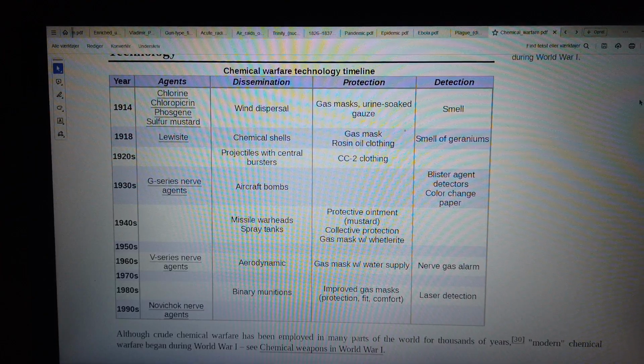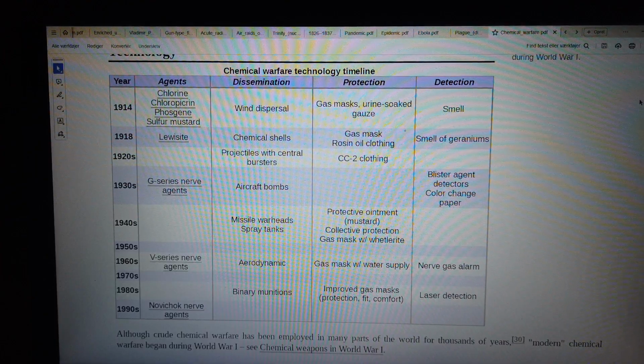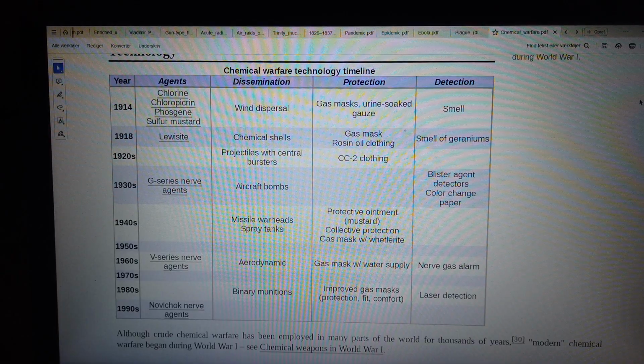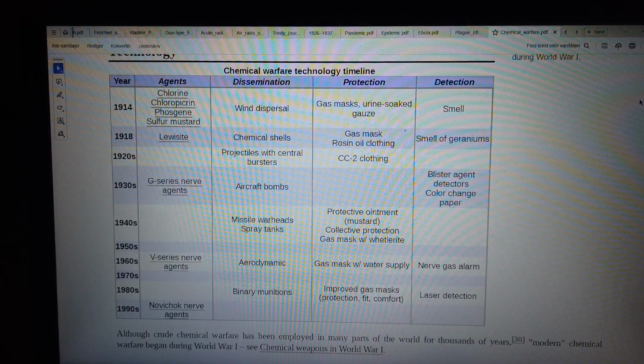Although crude chemical warfare has been employed in many parts of the world for thousands of years, modern chemical warfare began during World War I. See chemical weapons in World War I.